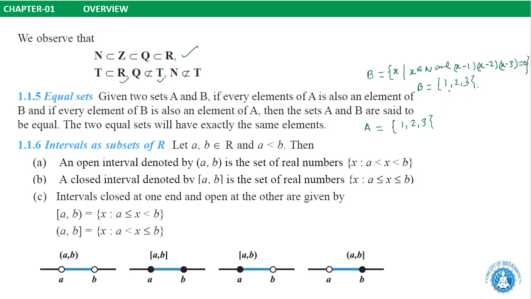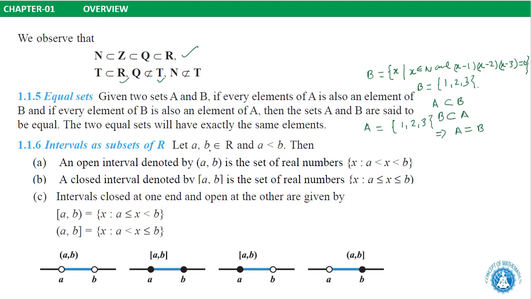So all the elements in set A are there in set B, and all elements in set B also lie in set A. So we can say that A is a subset of B and B is a subset of A. This implies A equals B. Now, intervals as subsets of R.